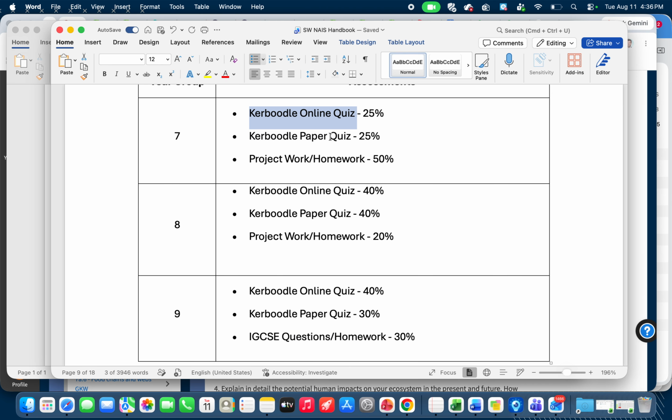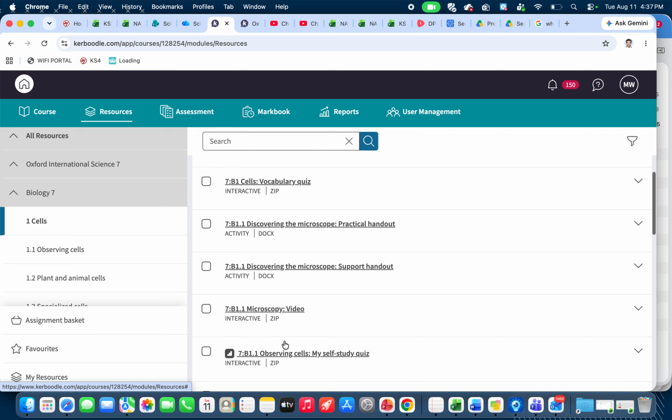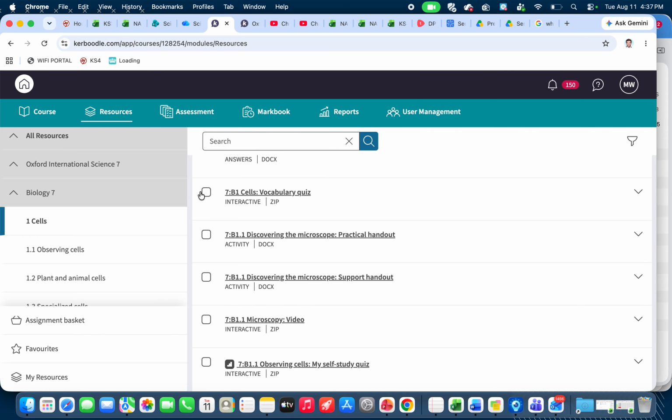So I'm just going to come into Caboodle. Where is it? It's over here. Okay. When you go into Caboodle, I'm using the Biology 7 cells topic. You'll notice that we've got all our resources here, and as I say, some of these will be uploaded onto Toddle. That's a job for us to do.